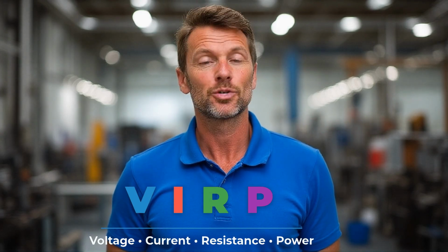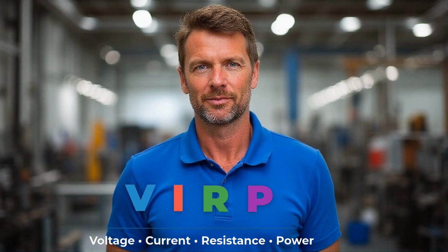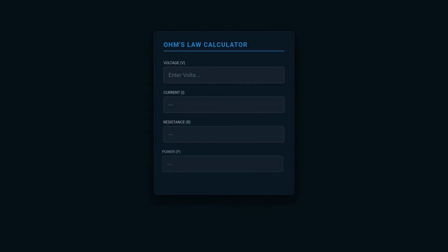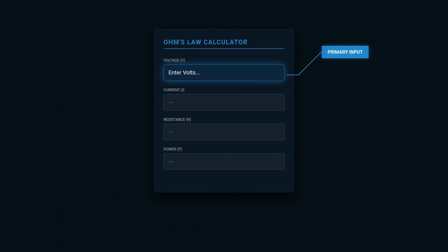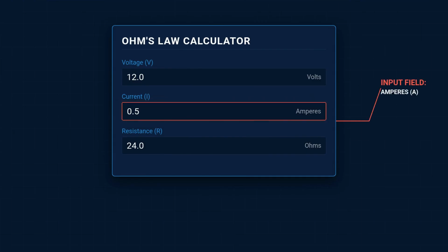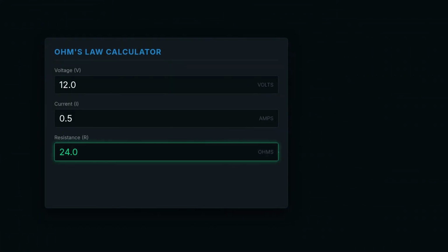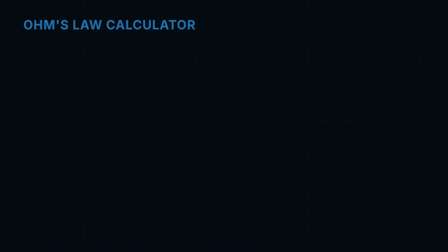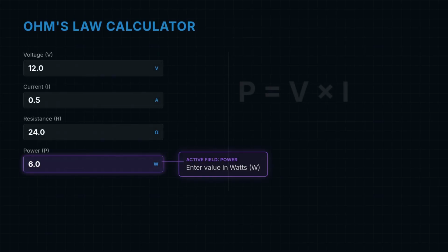This is the Ohm's law calculator for VIRP, which solves for unknown electrical values when you know any two parameters. The calculator has 4 input fields. First is voltage V, where you enter voltage in volts. Second is current I, where you enter current in amperes. Third is resistance R, where you enter resistance in ohms. Fourth is power P, where you enter power in watts.